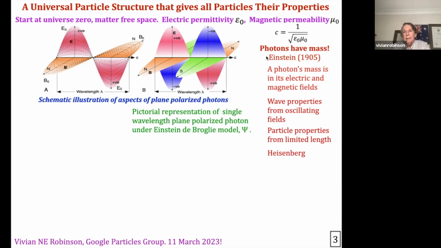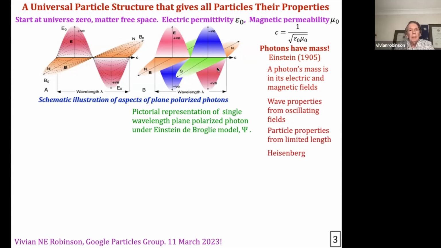Now, photons have mass. Einstein pointed that out in 1905 when he did his special relativity theory. Now, the photon's mass is in its electric and magnetic field. In this particular case, the wave properties of a photon come from the wavy or sinusoidal nature of the fields. The particle property comes from its limited wavelength.